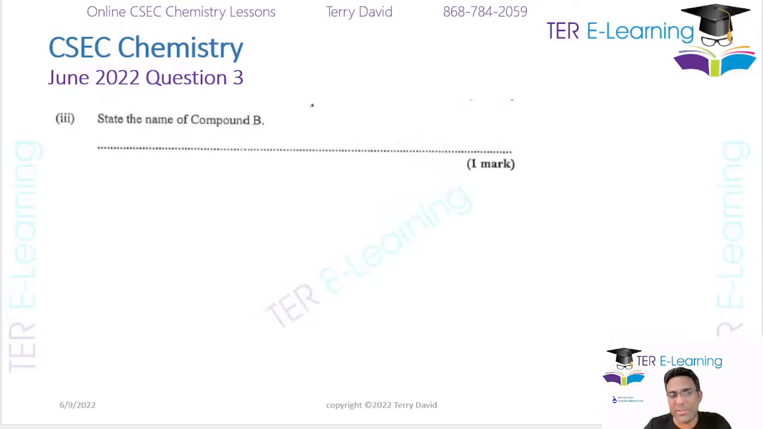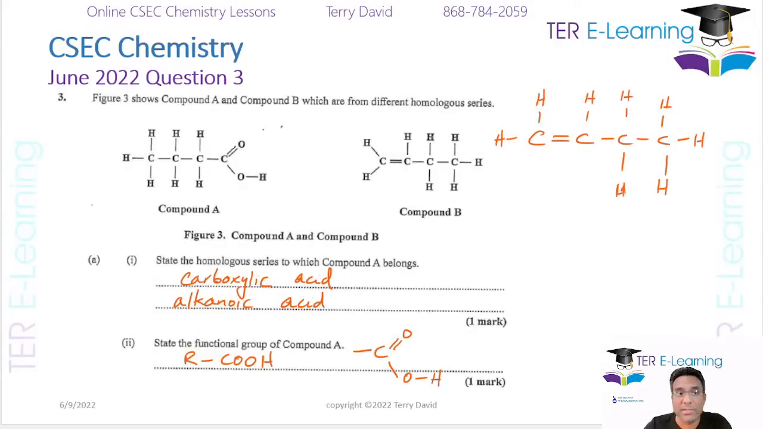Now, I'm going to tell you something, and some of you are going to be disappointed, right? Some of you would have just put butene as your answer. CXC is going to give you that wrong, right? What you're going to have to do, you need to state the position of the double bond. To do that, you have to number your carbon atoms. So let's start from one end. It doesn't matter which end you start from. 1, 2, 3, 4. So therefore, my double bond is actually bonded to my first carbon and second carbon.